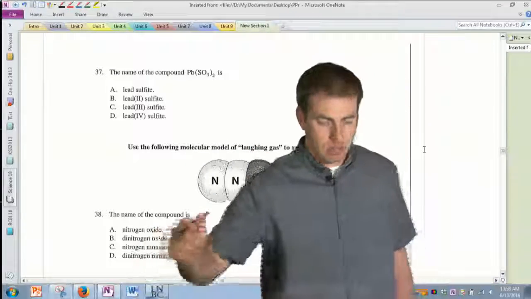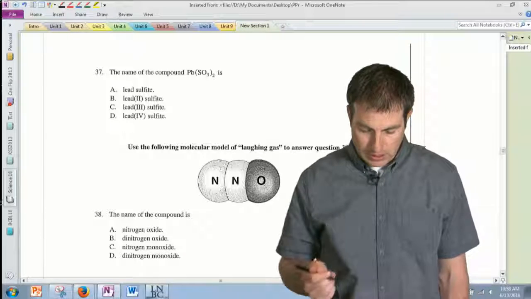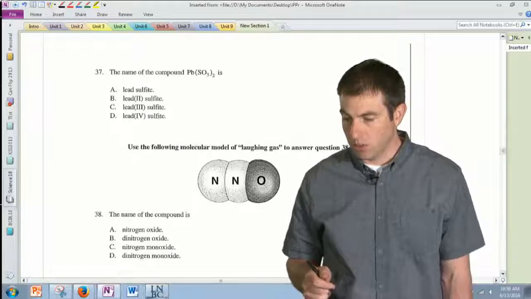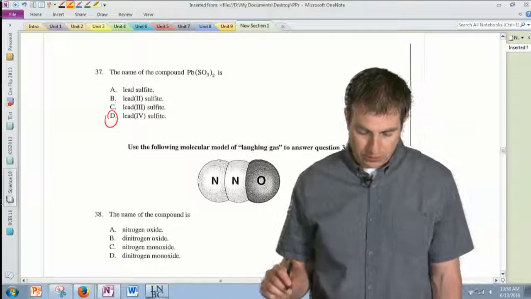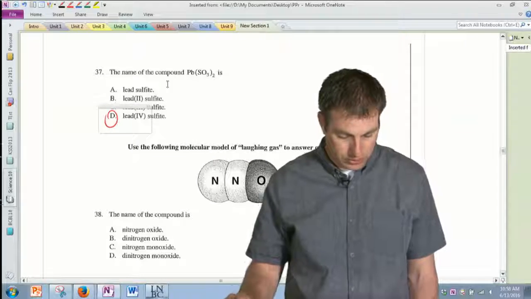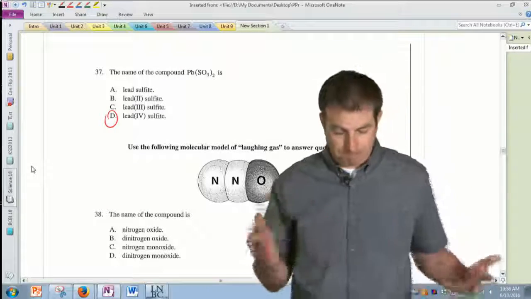The name of the compound Pb(SO3)2 is, so Pb is lead, lead's multivalent, you need to have your Roman numeral in there. SO3 is sulfate, or sulfite, sorry. So that's lead(IV) sulfite, crisscrossing your charges, you end up with that.